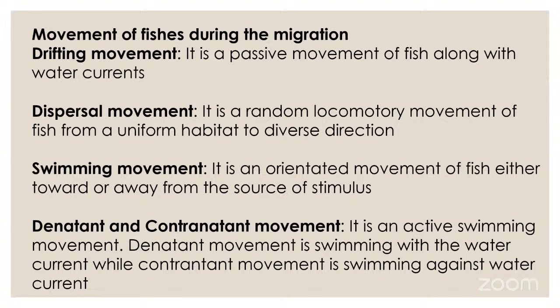Next is denatant or concomitant movement. It is an active swimming movement. Denatant movement is swimming with the water current, while concomitant movement is swimming against the water current. So as we discussed in swimming movement, some fish can move along with the water, or they can move against the water current also.